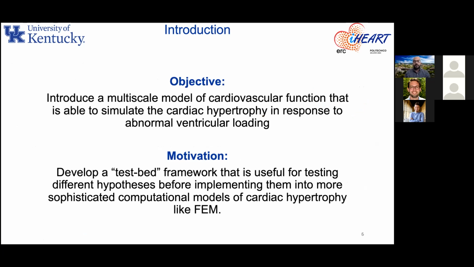So the objective of this study was to introduce a multiscale model of cardiovascular function, which was able to simulate cardiac hypertrophy in response to abnormal ventricular loading. The motivation behind this study was to develop a testbed framework, which is useful for testing different hypotheses before implementing them into more sophisticated and complicated computational models of cardiac hypertrophy, like a finite element model.